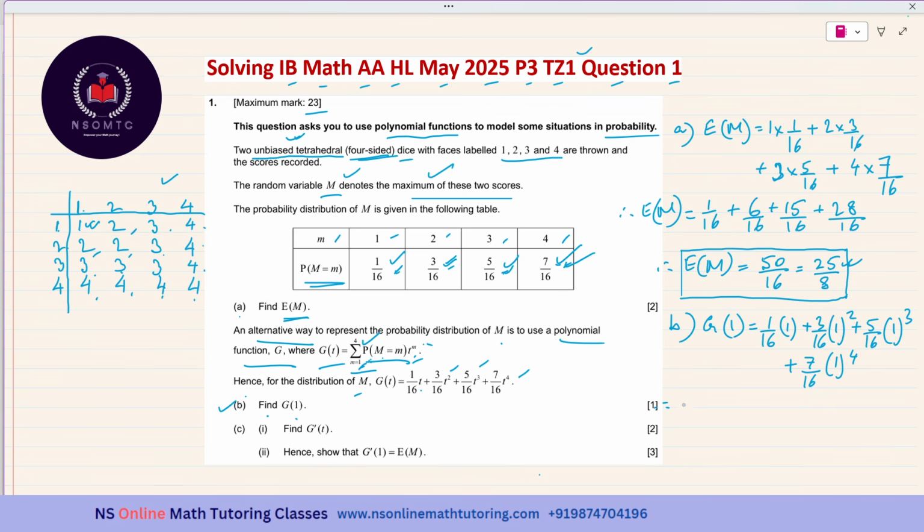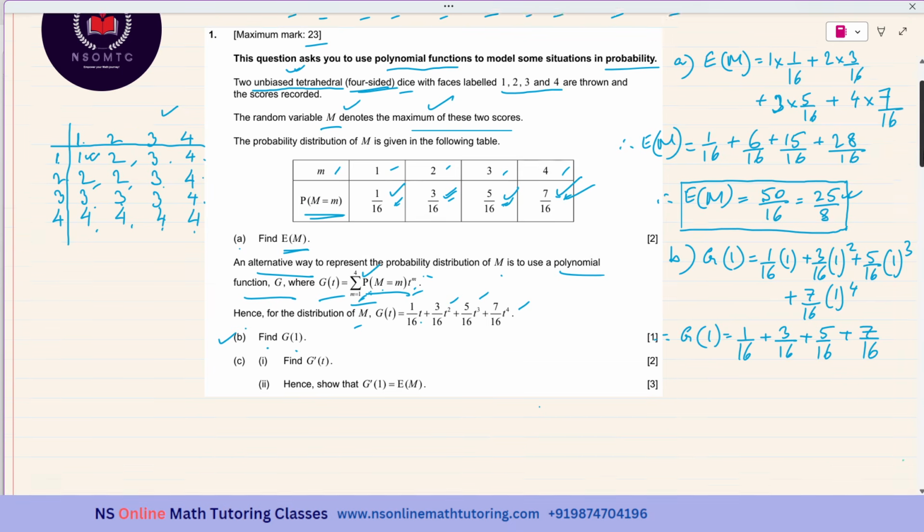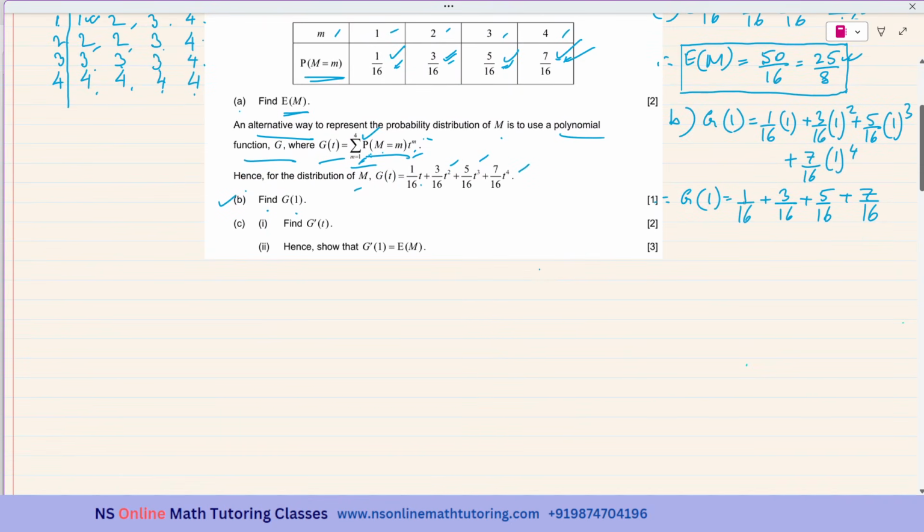So therefore, g of 1 is equal to 1 over 16 plus 3 over 16 plus 5 over 16 plus 7 over 16. Okay. So 1 plus 3 is 4, 4 plus 5 is 9, 9 plus 7 is 16. So therefore, g of 1 is equal to 16 over 16, which is equal to 1.